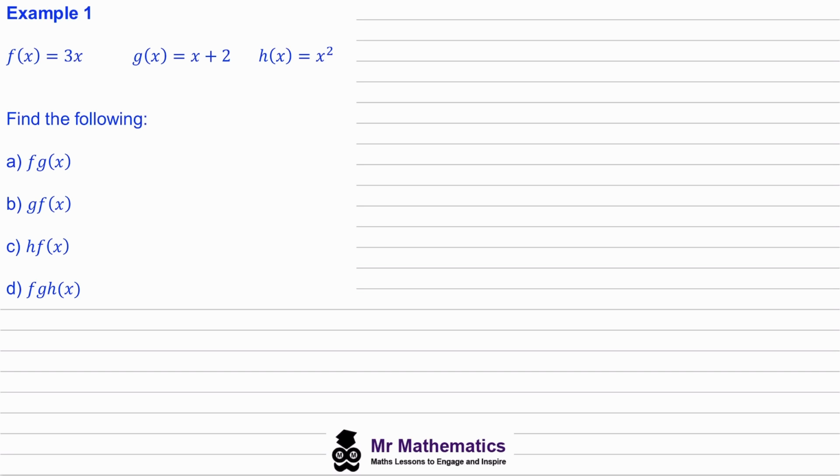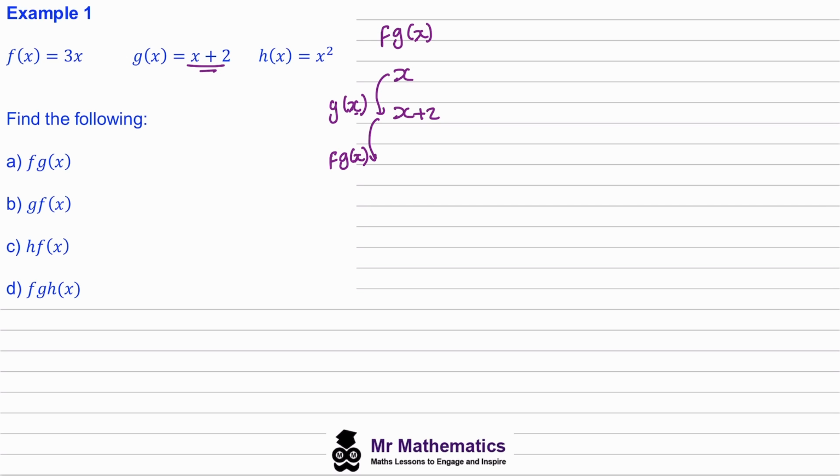So if we start with example A, we need to work out f(g) of x. And when you work with functions, we read them from the right to the left. So we begin with the x. And then to x, we apply g of x. And this is x plus 2. And then to g of x, we apply f.